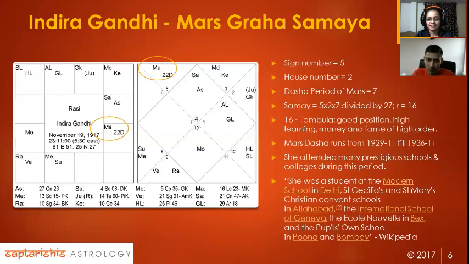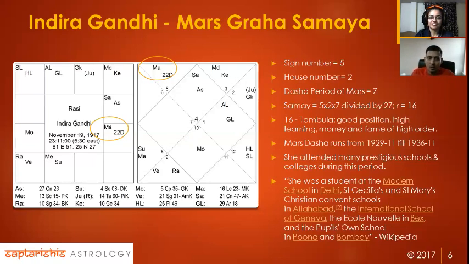So as you can see, again, this is straight from Wikipedia. She was a student at Modern School in Delhi, Saint Cecilia and Saint Mary Christian Convent Schools in Allahabad, International School of Geneva, the École Nouvelle in Vex, and then People's Own Public School in Pune and Bombay. So all the top schools at that point of time, she went through them one after another. It was a very high period of very good learning. She went to the best colleges and schools of that time, and she also started engaging herself in political activities.